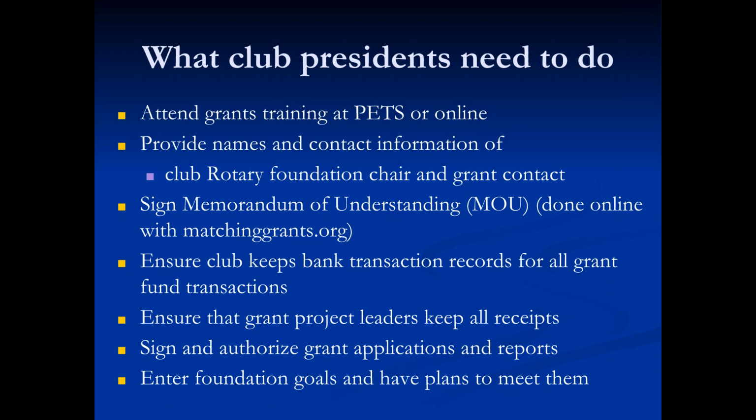The other thing that club presidents will need to do is sign and authorize grant applications and reports. For district grants, this is done on the matchinggrants.org site with electronic signature, and for global grants, it's done on the Rotary Foundation site. And there's information on how to do this on the district website. Finally, you need to enter foundation goals and have plans to meet them.